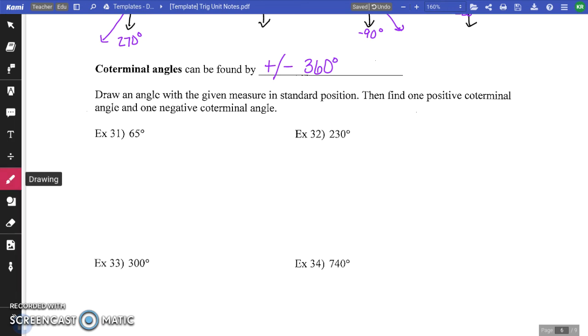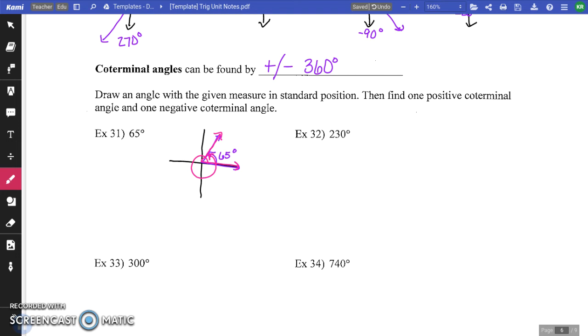So here, okay, let's think about 65 degrees. So if I have a 65 degree angle, it's going to be about right here, 65 degrees. Okay, so when I'm looking for a coterminal angle, I'm looking for another angle that's going to stop in the same place. Okay, so there's a couple of ways you can do that. I could do one complete rotation of 360 degrees and then do an extra 65 degrees, and that would give me an angle that stops in the same place as that 65 degree angle.